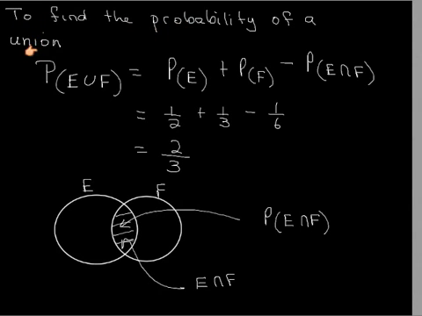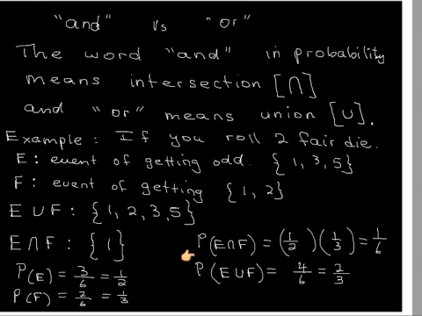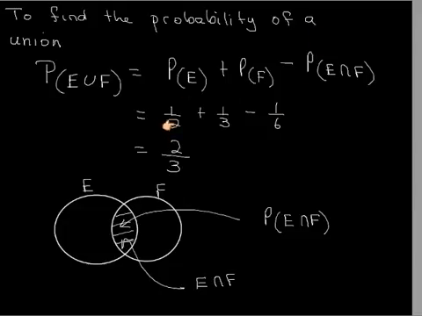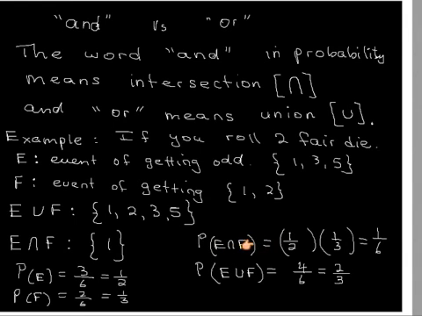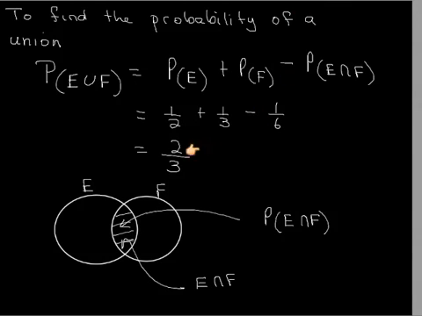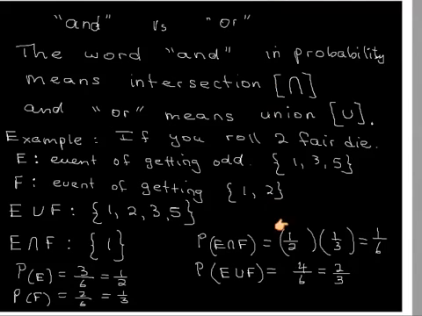To find the probability of the union, it's best to use the equation: probability of E union F is the probability of E plus the probability of F minus the probability of E intersection F. And in our previous example, we had the probability of E is a half and probability of F is a third. So you can say a half plus a third minus the probability of E intersection F, which was a sixth, and we get 2/3, which we had determined experimentally by simply counting.